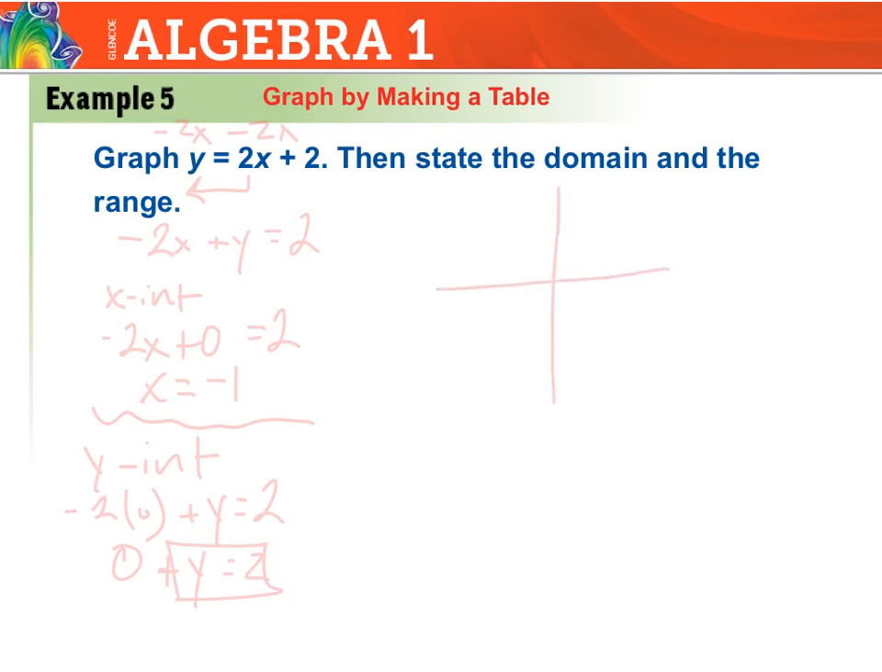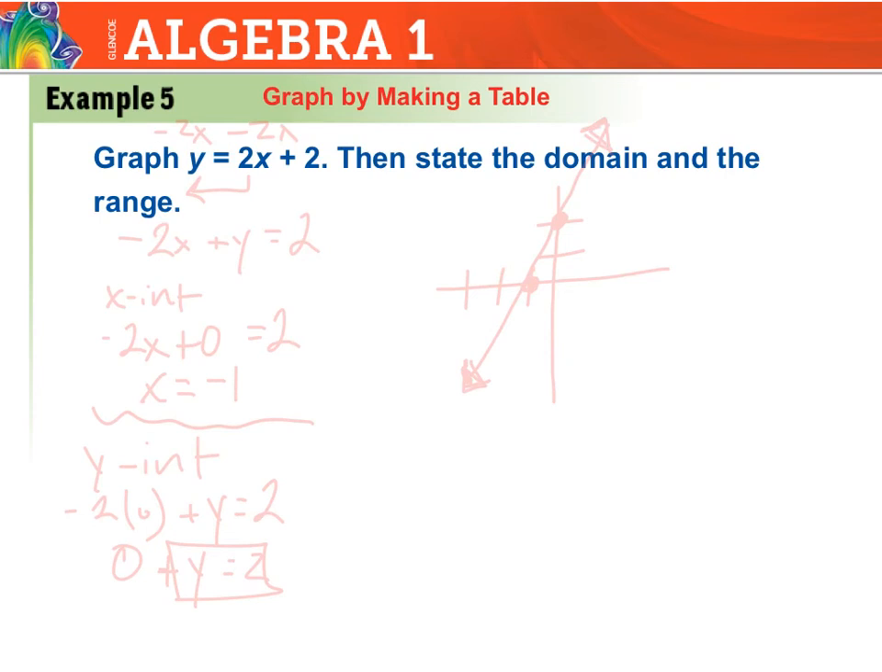Alrighty. And we have an x-intercept of -1 right there. We have a y-intercept of positive 2. Boom, there we go. Alright, and again, we know these lines go on forever and ever. Okay, so there's what our graph looks like, guys.